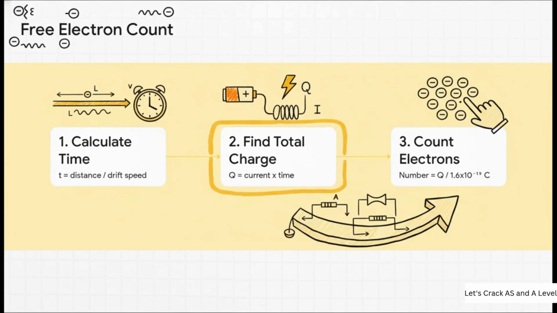Now here's a really common exam question that trips people up. They'll ask for the number of electrons in a piece of wire, but they won't give you A or n. Sneaky, right? But there's a simple 3-step workaround. Step 1. Find the time it takes for an electron to travel that length. Just use time equals distance over speed. Step 2. Use that time to find the total charge that flowed past. Q equals I times t. And finally, step 3. Take that total charge and just divide it by the charge of a single electron. Boom. A high-yield question solved with simple steps.